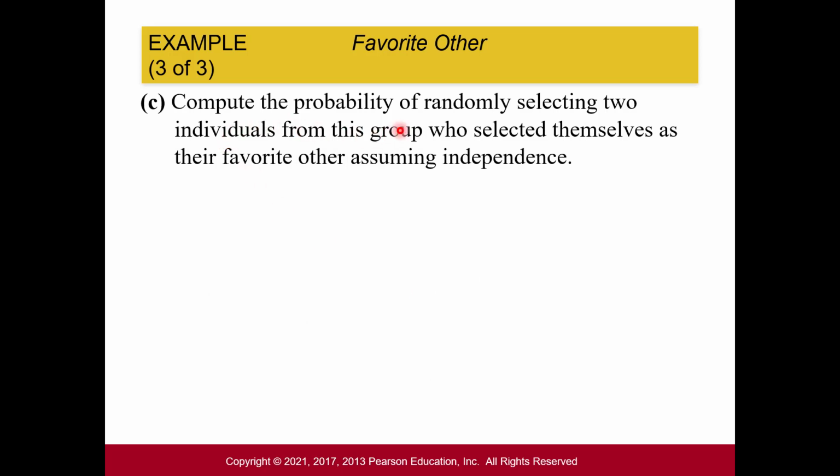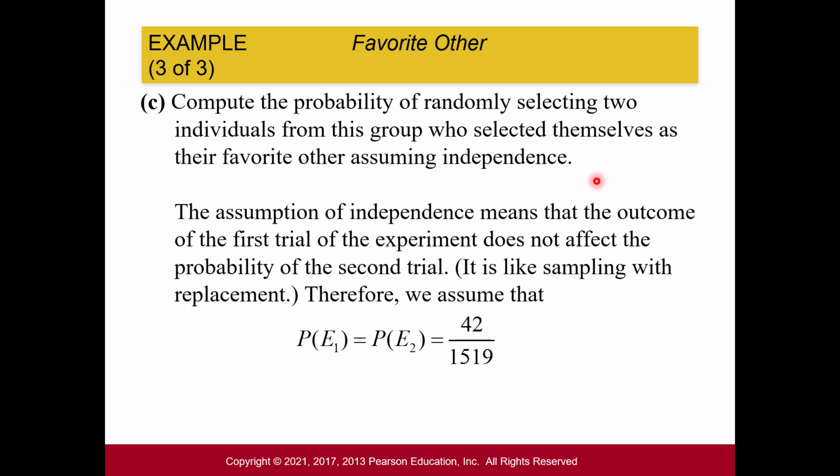Now let's compute the probability of randomly selecting 2 individuals from this group who selected themselves as their favorite, assuming independence. So the assumption of independence means that the outcome of the first trial of the experiment does not affect the probability of the second trial. Okay, so basically it's always just the 42 out of the 1519, because if both the events are independent, exactly like it says, think of it as replacing.